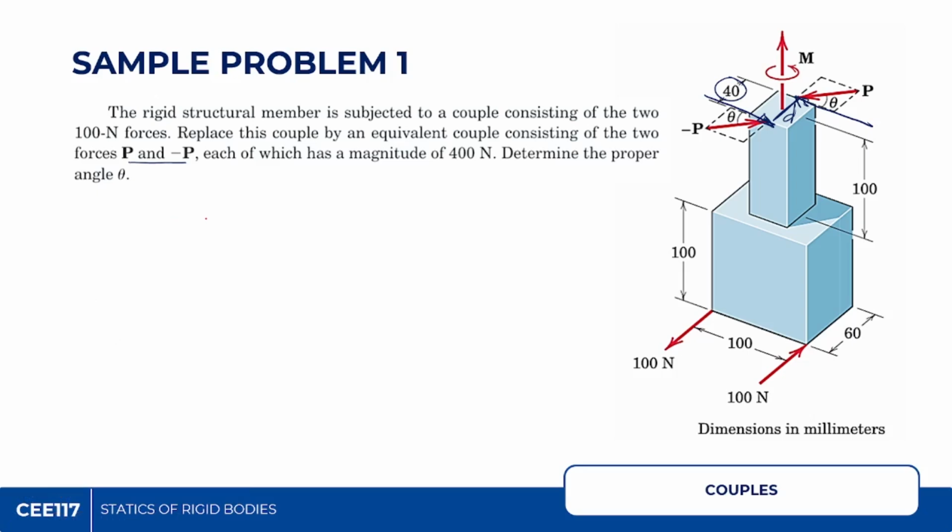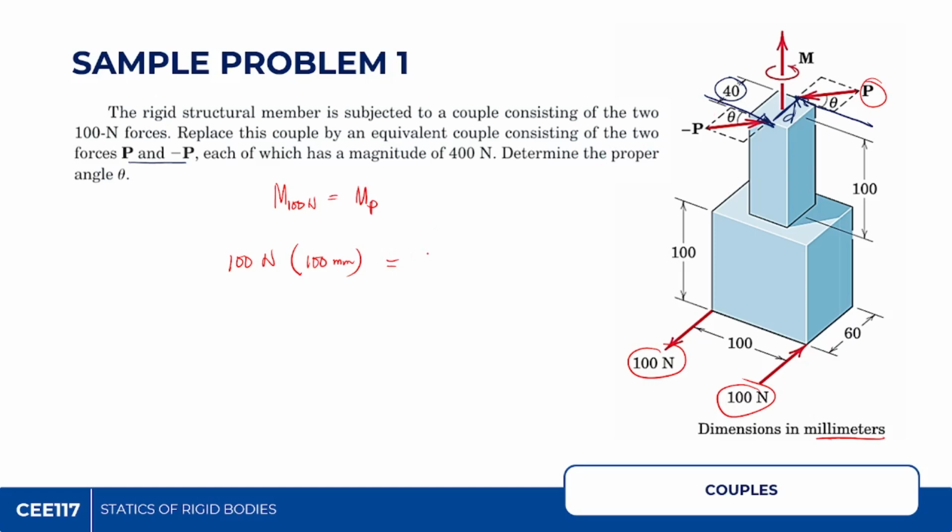So, basically, guys, yung moment ng 100 Newton, kukunin natin yan, equal to M. I-equate natin yan dito sa moment na mabuo sa P, kasi this should remain in equilibrium. Kaya ang moment ng 100 Newton should be equal to the moment ng P, which is 400 Newton. So, una, yung moment ng 100 Newton would be 100 Newton times yung distance nila, which is 100 mm. Equal to, yung moment naman ng force P.